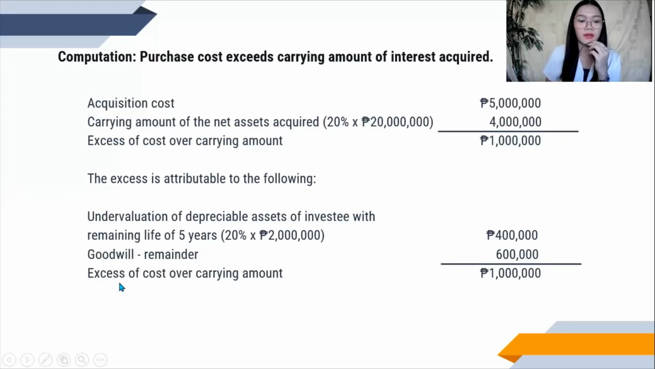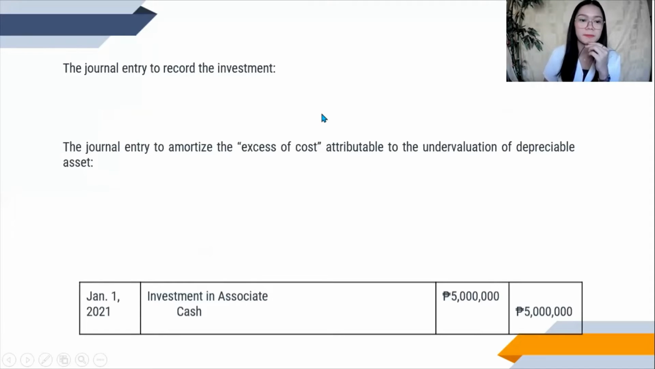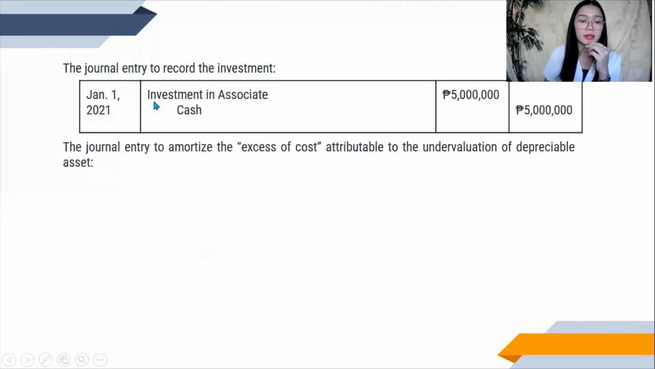So we have an excess of cost over carrying amount of 1 million. So nagkaroon tayo ng 1 million na sobra sa ating cost of our investment dahil sa undervaluation ng depreciable asset and dahil sa goodwill. So yung journal entry natin to record the investment noong January 1, 2021 sa book ni Baby Company is that we debit investment in associate na 5 million and we credit cash.